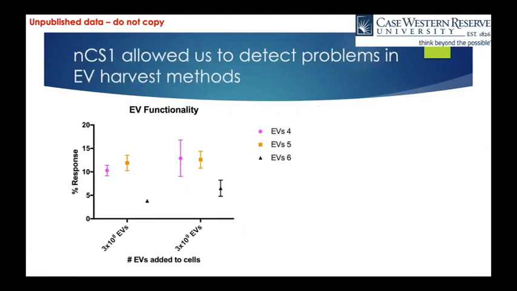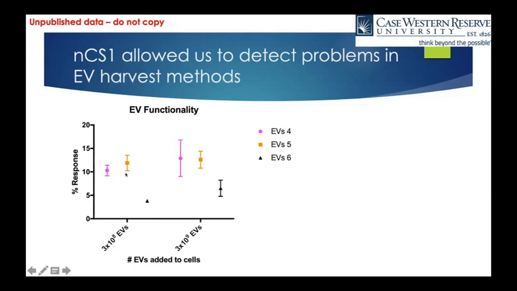So here, this is an EV functionality assay where we're looking at a cellular response in response to extracellular vesicles. We've taken 3 of our biological replicates of EVs and added 2 different doses of those EVs to our cells to generate a response. And we've obviously at this point normalized our EV input using an instrument that measures concentration.